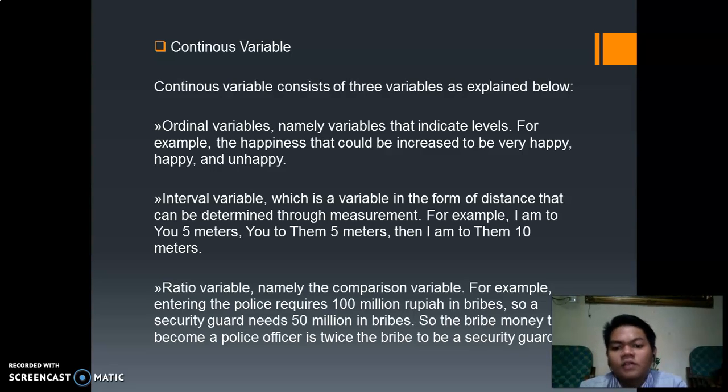Ratio variable, namely the comparison variable. For example, entering the police requires 100 million rupiah in bribes, while a security guard needs 50 million in bribes. So the bribe money to become a police officer is twice the bribe to be a security guard.